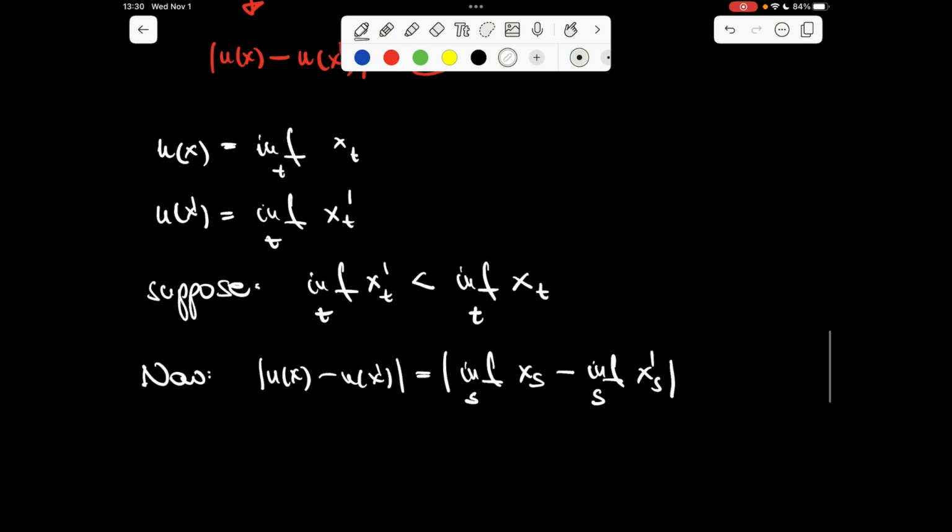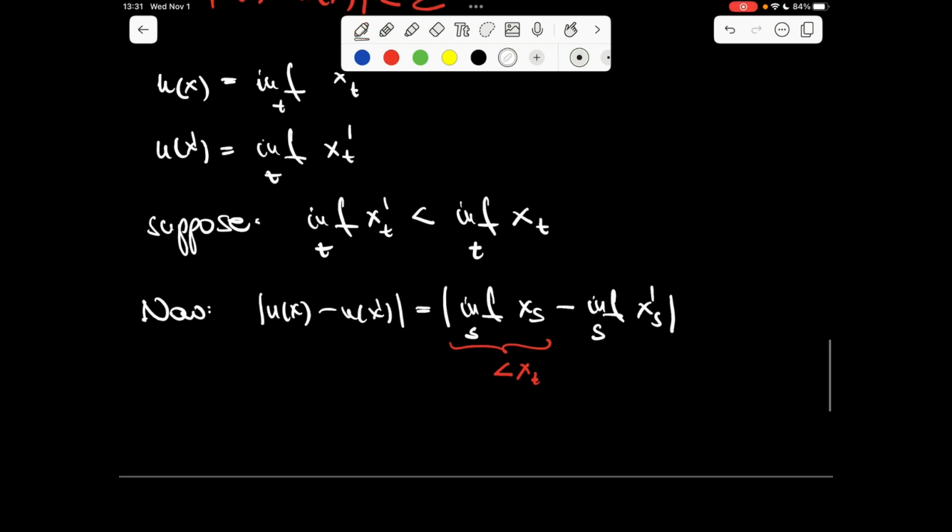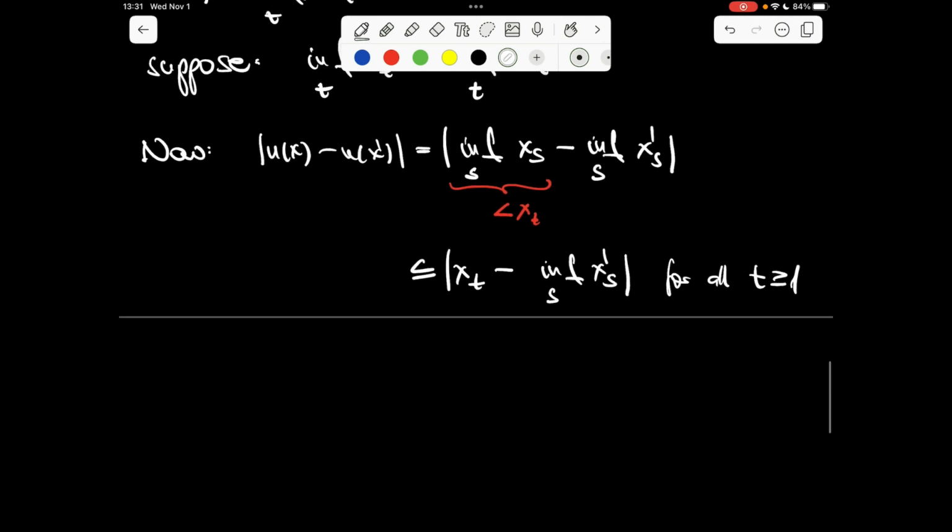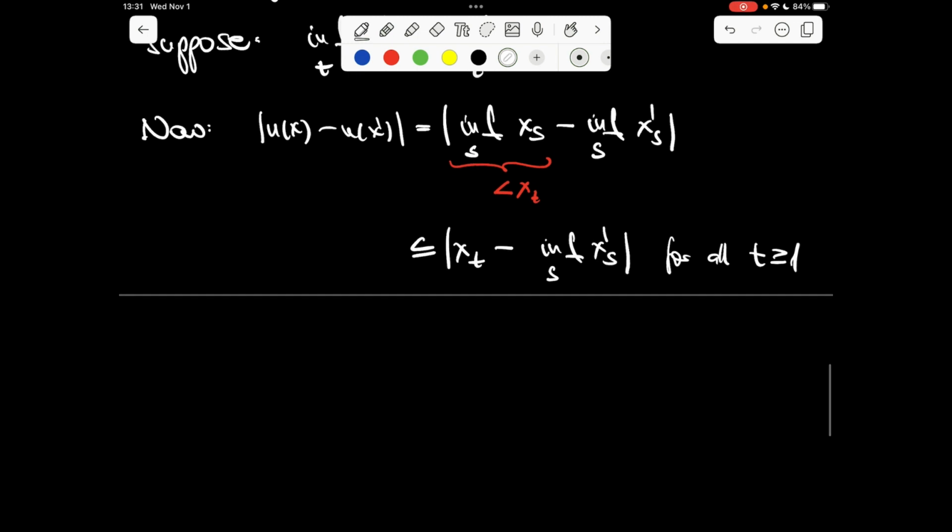Okay, which, given the fact that this is smaller than any of the elements in the stream, it follows that it cannot be higher than this expression for all t. Okay, no matter what dynamics x and x prime have, we have a t.